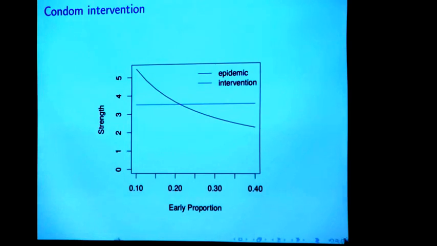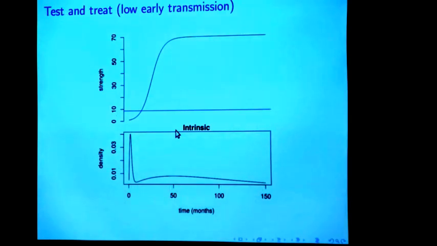And we can take our condom intervention and ask, for different values of the early proportion, do we think it's going to work? So the answer is the condom intervention has a strength of about 3.5, and it's going to work if the early proportion is high. If R0 is low because transmission is happening fast, then the condom intervention is going to work, and not conversely. We can do the same thing for test and treat.